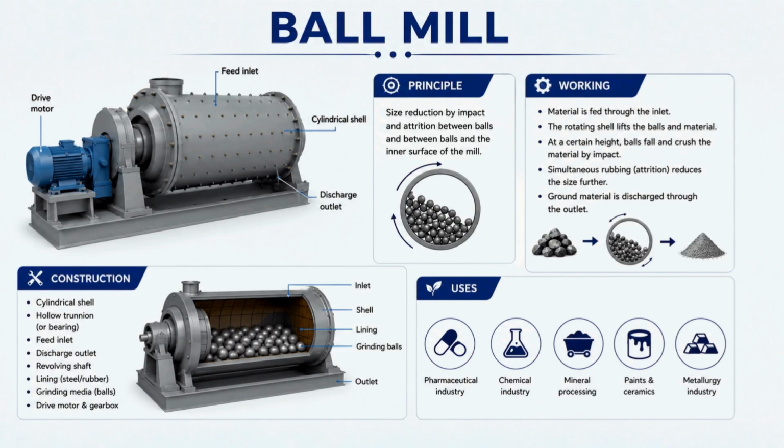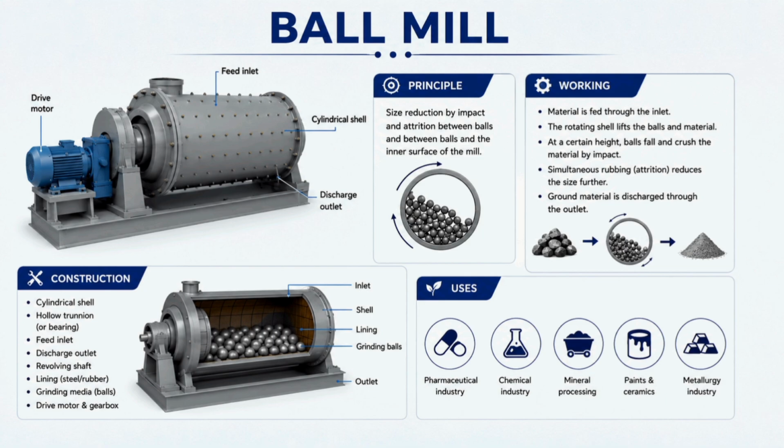Students, now let us understand the working of the ball mill. The material to be ground is introduced into the chamber, and the chamber rotates around a horizontal axis. As the shell rotates, the balls move upwards, then the balls fall downwards on the material, which produces the impact force. At the same time, the rubbing between the balls produces attrition also, so the particles become smaller in size. The fine powder is obtained after continuous rotation of the mill.